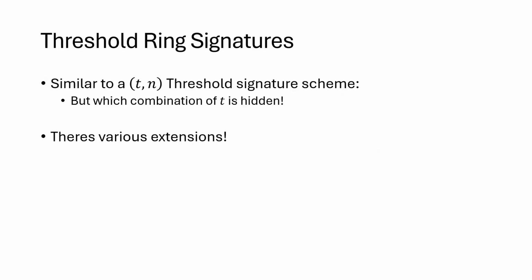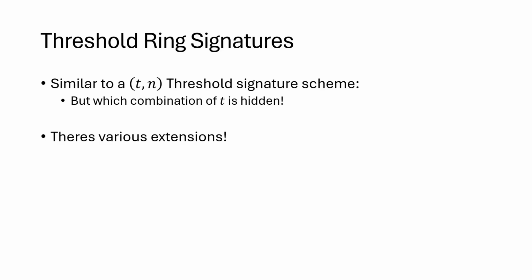And just to define threshold ring signatures again, it's similar to a t-of-n threshold signature scheme. However, which combination of the t is hidden. And there are various extensions, and this is where I think it gets interesting. The reason I'm sharing these is that one of the things about applying cryptography is knowing that it exists, right? Because if you have no idea it exists, then you'll never apply it. So this is sort of an introductory slide of all the wonderful things you can do with cryptography, and then you can maybe use it in your applications, use it in your software, or whatever.